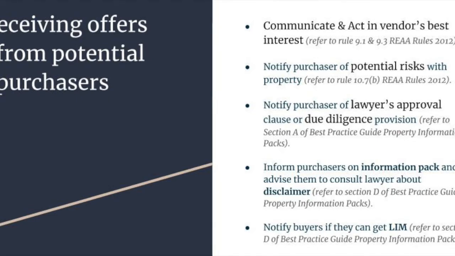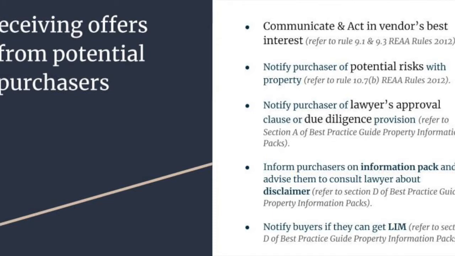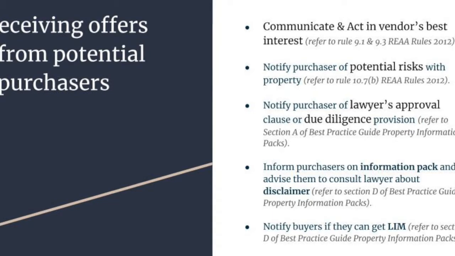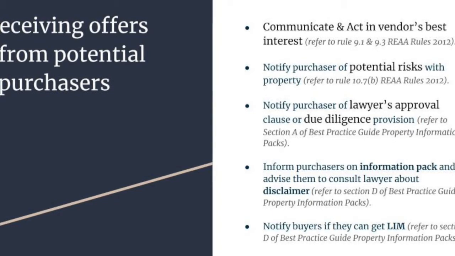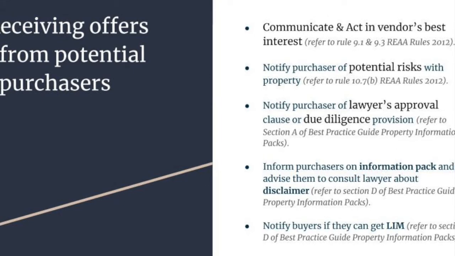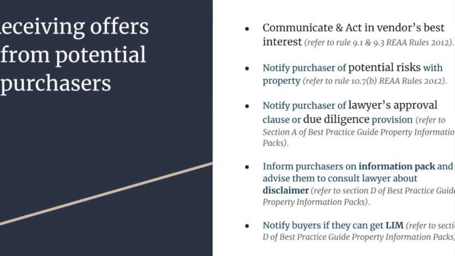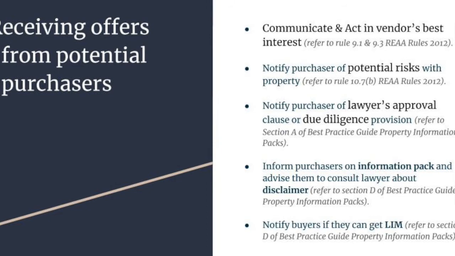Receiving offers from potential purchasers. Sales by negotiation: a potential purchaser makes their offer by completing the commercial terms in a sale and purchase agreement. Sales by auction: all auction terms and conditions are provided before the auction happens.